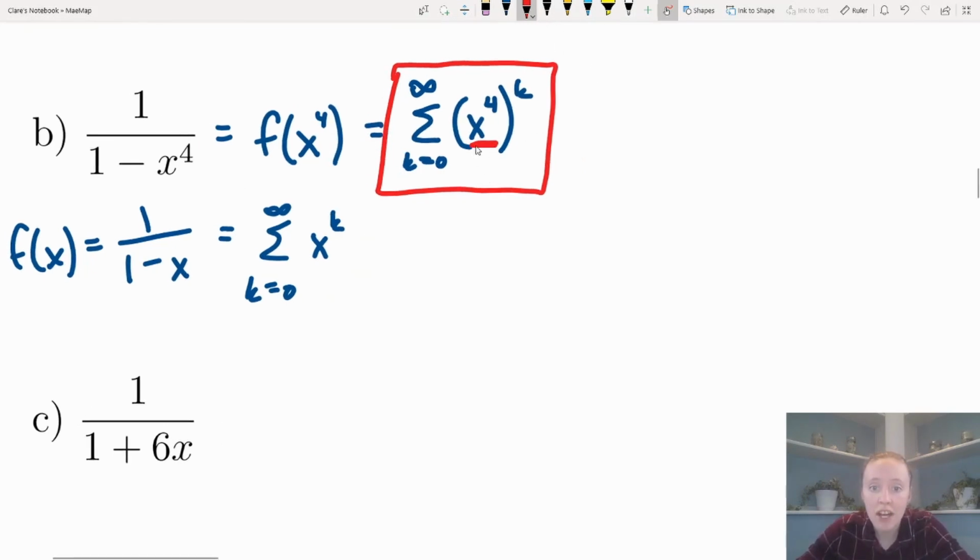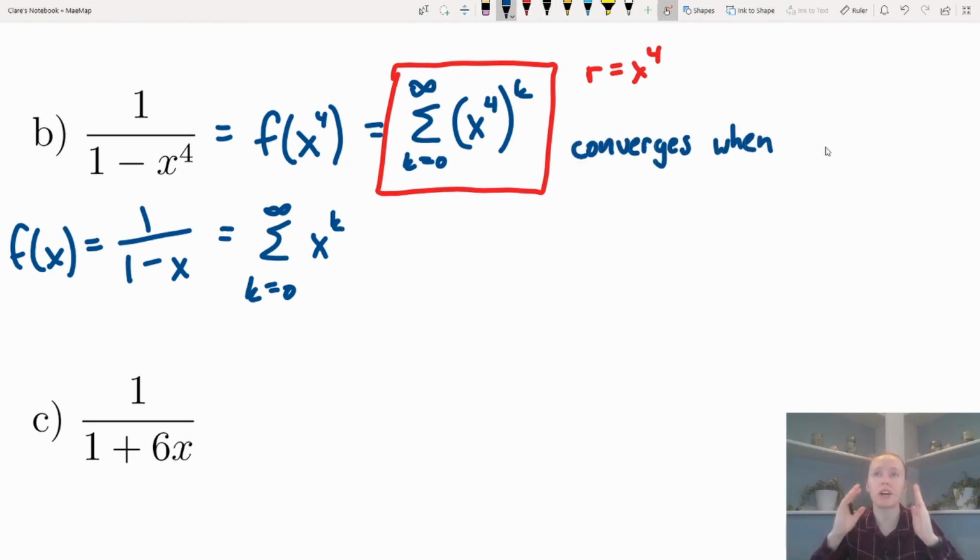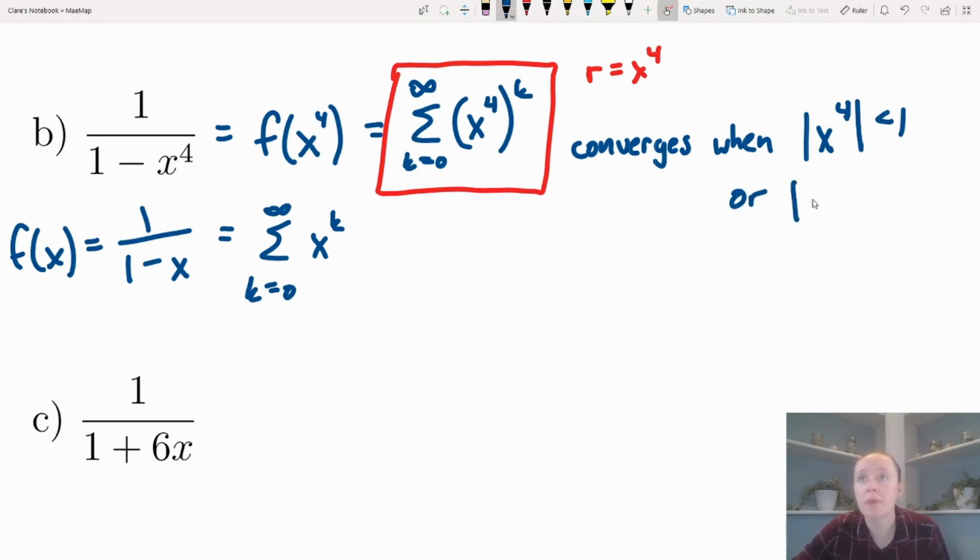So notice now that my r value is x to the 4th, no longer an r value of x when talking about a geometric series. So because r equals x to the 4th, we're converging when, remember, it's that absolute value of r is less than 1, so that's when the absolute value of x to the 4th is less than 1. Or we can say when that absolute value of x is less than 1, because 1 to the fourth is 1 and negative 1 to the fourth is 1. So here in part B, we actually use the composition part of that theorem because we plugged in a function of x in for x.